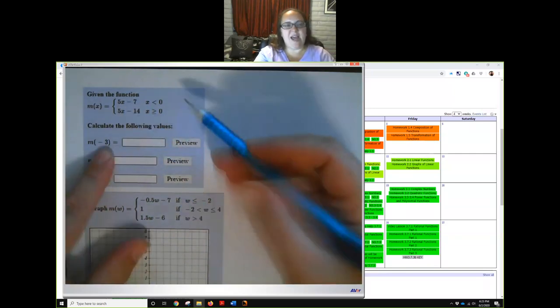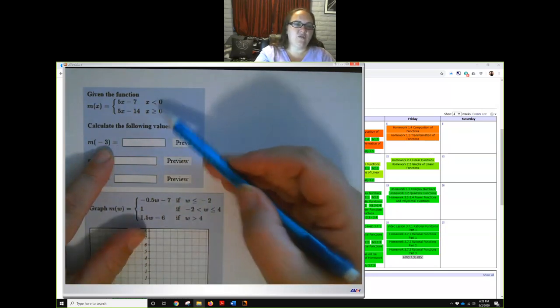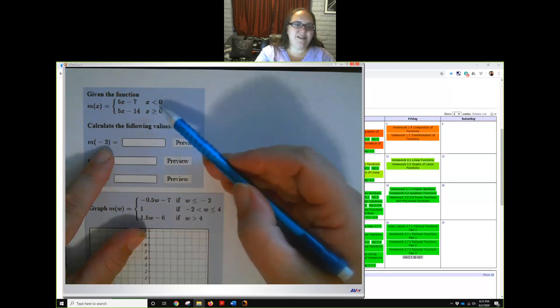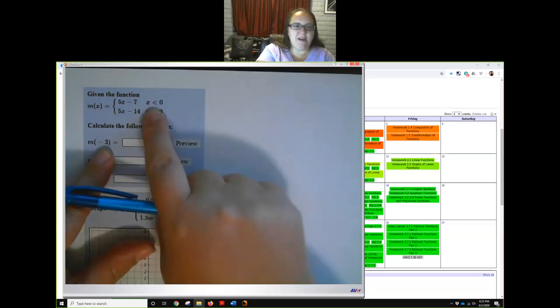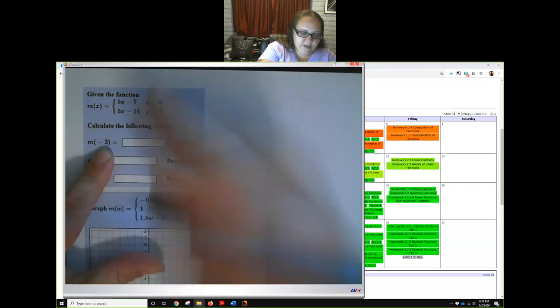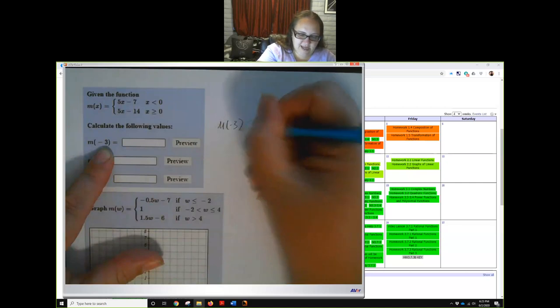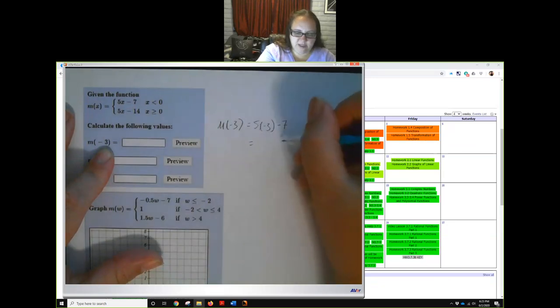So the first thing I had to ask myself here is, okay, is x less than 0 or is it greater than or equal to 0? So here x is -3 and -3 is less than 0. So that means I am in this domain, which means that I use this function. So that means that I'm going to do m of -3 is 5 times -3 minus 7, -22.